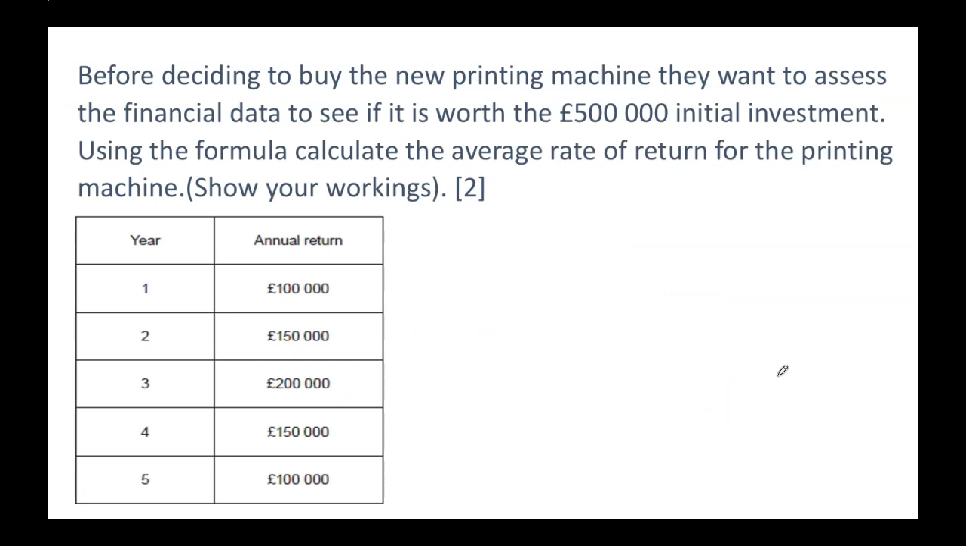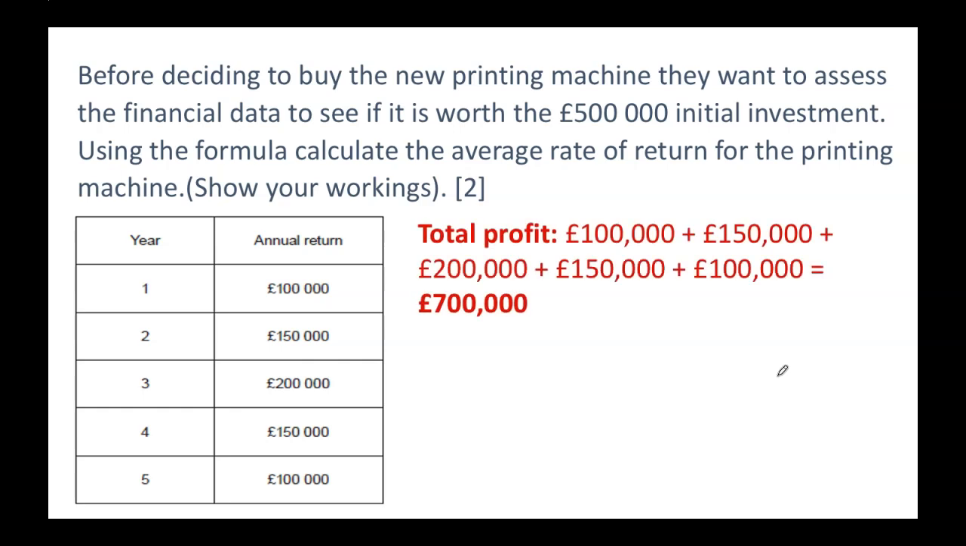Right, so we've got a past paper question here about a business that's got a printing machine, and it's a £500,000 investment, so very expensive. Use the formula to calculate the average rate of return for the printing machine. Only 2 marks. I think it should be more actually, but let's go through it. So we've got to work out the total profit. So annual return is another way of saying the profit. So adding that up together, I've got it as 700,000.